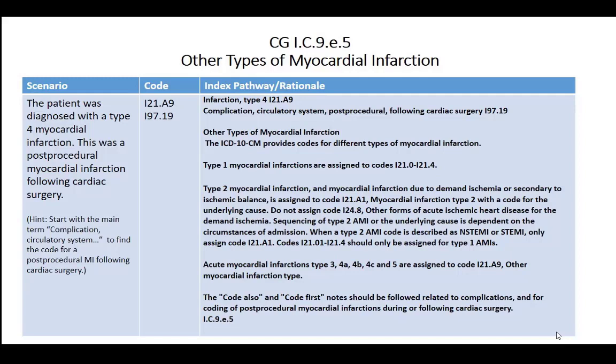When you're coding the complication of the surgery, you're going to start with complication as your main term, and circulatory system would be your next subterm to find the code for a post-procedural MI following cardiac surgery. And you see there on the index pathways, I show the type 4 infarct, I-21.A9, and then the complication post-procedural following cardiac surgery, I-97.19. This would be one of those cases where you would really be watching your code first and code also notes as well as your guidelines to be sure that you're capturing all the information as it's given.